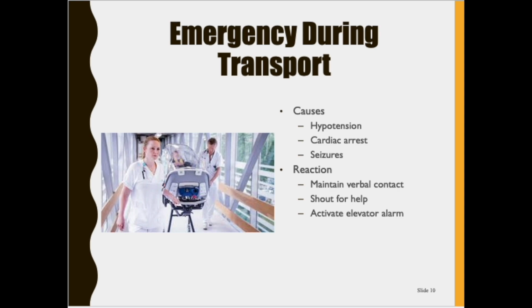Now, we look at the types of emergency situations that occur during transport. The patient may suffer sudden hypotension. They may go into cardiac arrest or seizures, okay? This is going to affect moving of the patient from the bed to the gurney and can cause vascular or fluid shifts that may not manifest symptoms immediately. So you maintain verbal contact. You're going to shout for help and activate whatever alarm that you can find near you. All right, so that was 16.1.